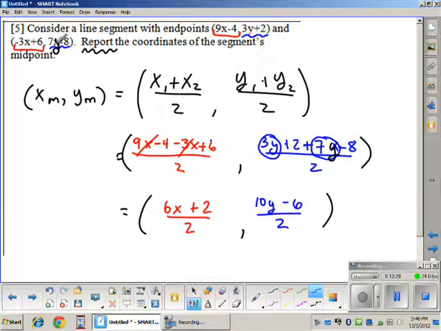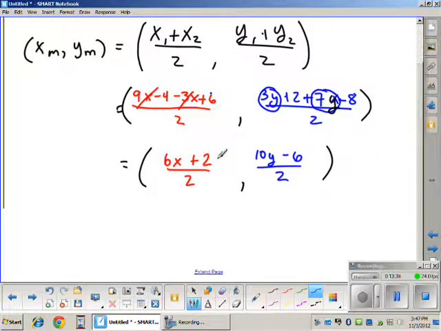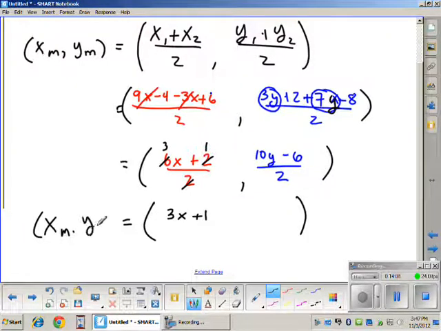We're not done simplifying because I have all even coefficients and constants up here. I'm dividing by 2, so I can simplify this a little bit further. So 2 goes into 2 one time, it goes into that 3 times. So my final value here should be 3x plus 1 for my x value of my midpoint. And the y value of my midpoint should be 2 goes into that 3 times, 2 goes into 10 5 times. So 5y minus 3. Okay, so that's going to be the values.